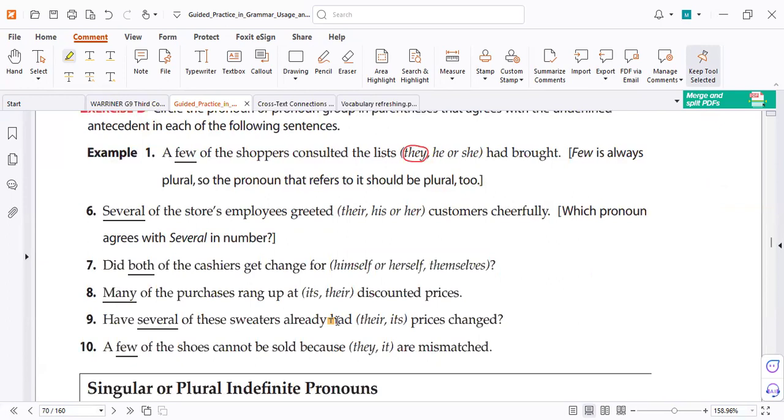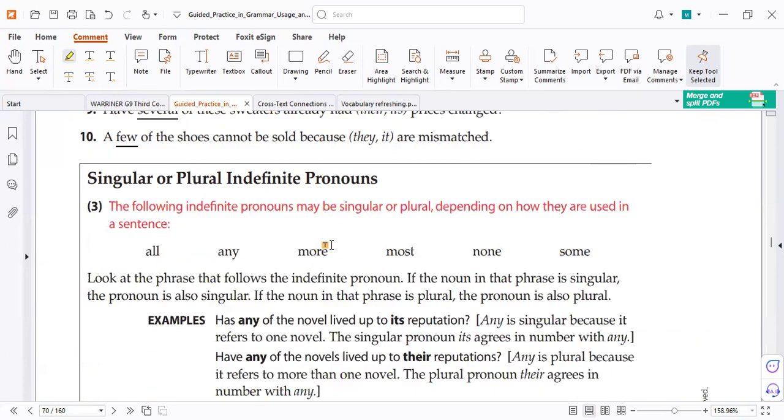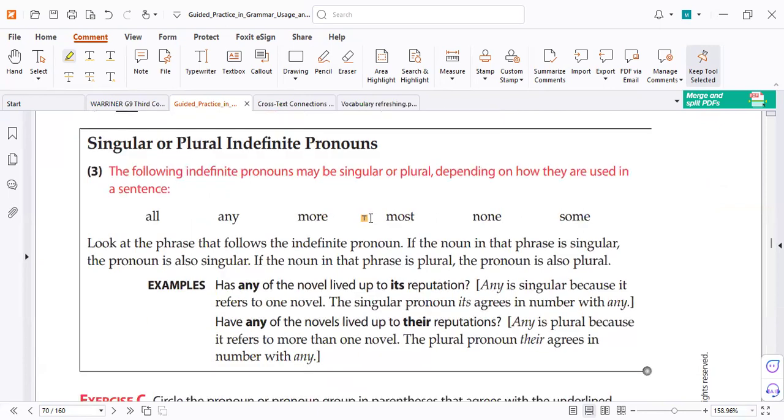Now, let's see the next. If I said "several," so it's plural, so it must be "their." So very easy, I'll leave it for you. Here, the same problem again. If I said "any of the novel," I'm talking about something singular, so it's "its." If I'm talking about something plural, so it's "their." So you must find the subject to know what it refers to.